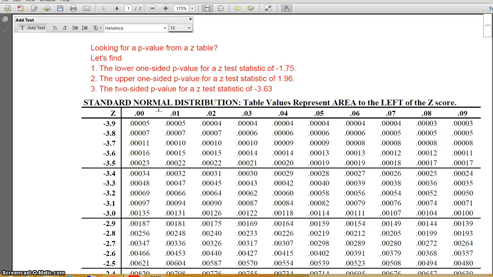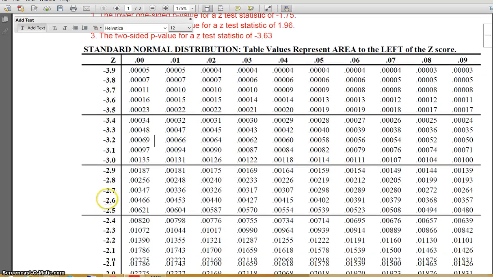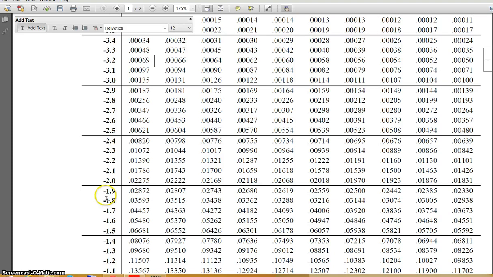Okay, so let's first find the lower one-sided p-value for a z-test statistic of negative 1.75. So I've calculated this test statistic from a z statistical test, hypothesis test. Now to find the p-value, I simply scroll down this z column, keep going, until I find the first kind of stem of my z-test statistic. I see that this is negative 1.7. Now I need to scroll over until I find the 0.05.